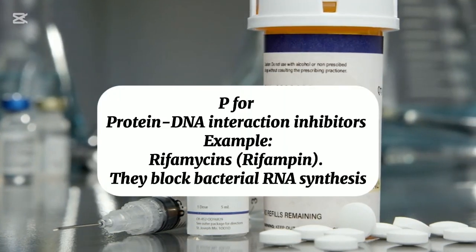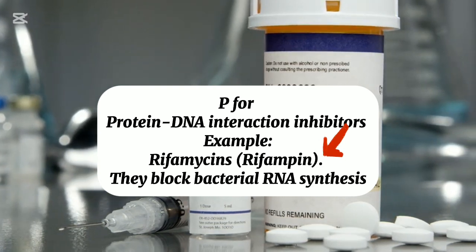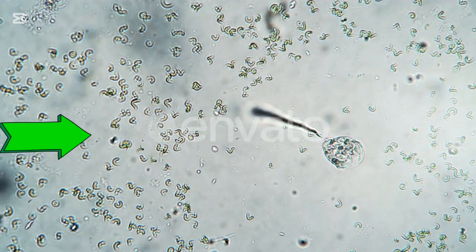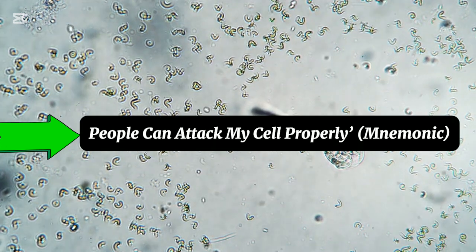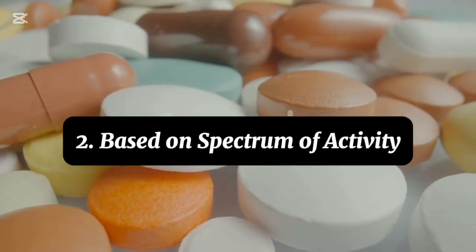P for protein DNA interaction inhibitors. Example: rifamycins, rifampin. They block bacterial RNA synthesis. So, if you remember "People Can Attack My Cell Properly," you'll never forget how antibiotics fight infections.